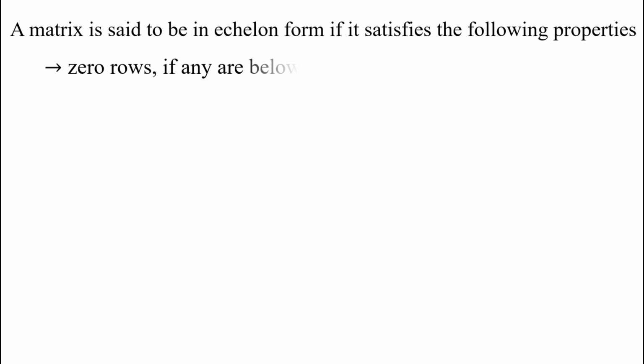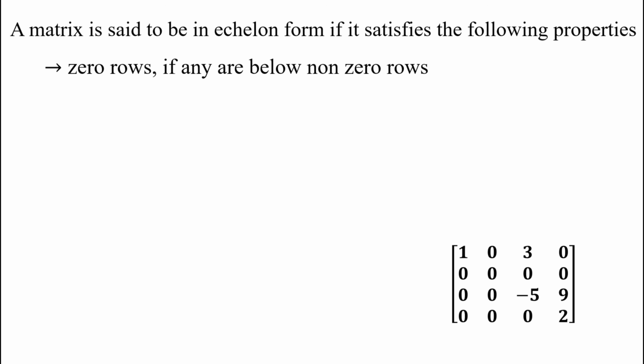Zero rows, if any, are below the non-zero rows. If all the elements of a row are zeros, then it is said to be a zero row. Here, second row, that is R2, is the only zero row. In echelon form, all the zero rows are supposed to be below the non-zero rows. So R2 and R4 are interchanged.